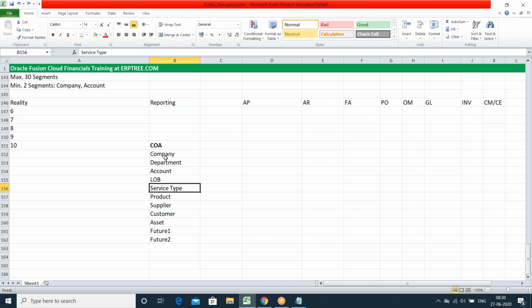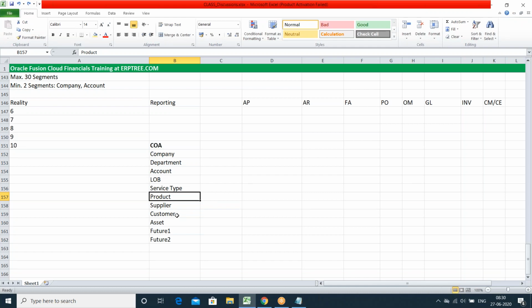So this is how we decide which segments to take in the chart of accounts: they should be useful in most of the applications. Then only you have to take it as a segment. If that element belongs to a specific application, you should not take it as a segment in the chart of accounts. That's a very, very important point.